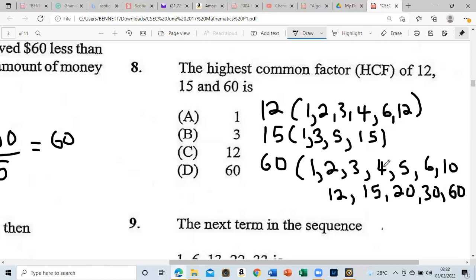And that would be 3. So the highest common factor would be 3. So that's B.